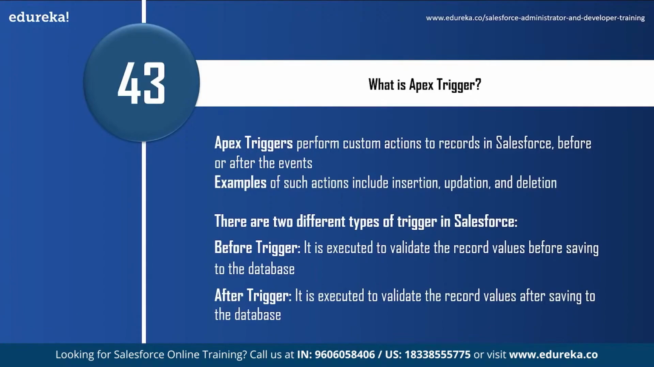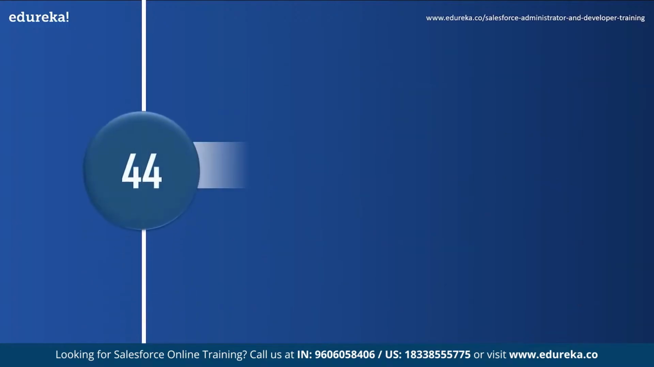So there are two different types of triggers in Salesforce. The first one is the before trigger and the second one is the after trigger. A before trigger is executed to validate the record values before saving to the database, whereas the after trigger is executed to validate the record values after saving to the database. Now I guess you have some idea about what an Apex trigger is. So let us move on to our next question.